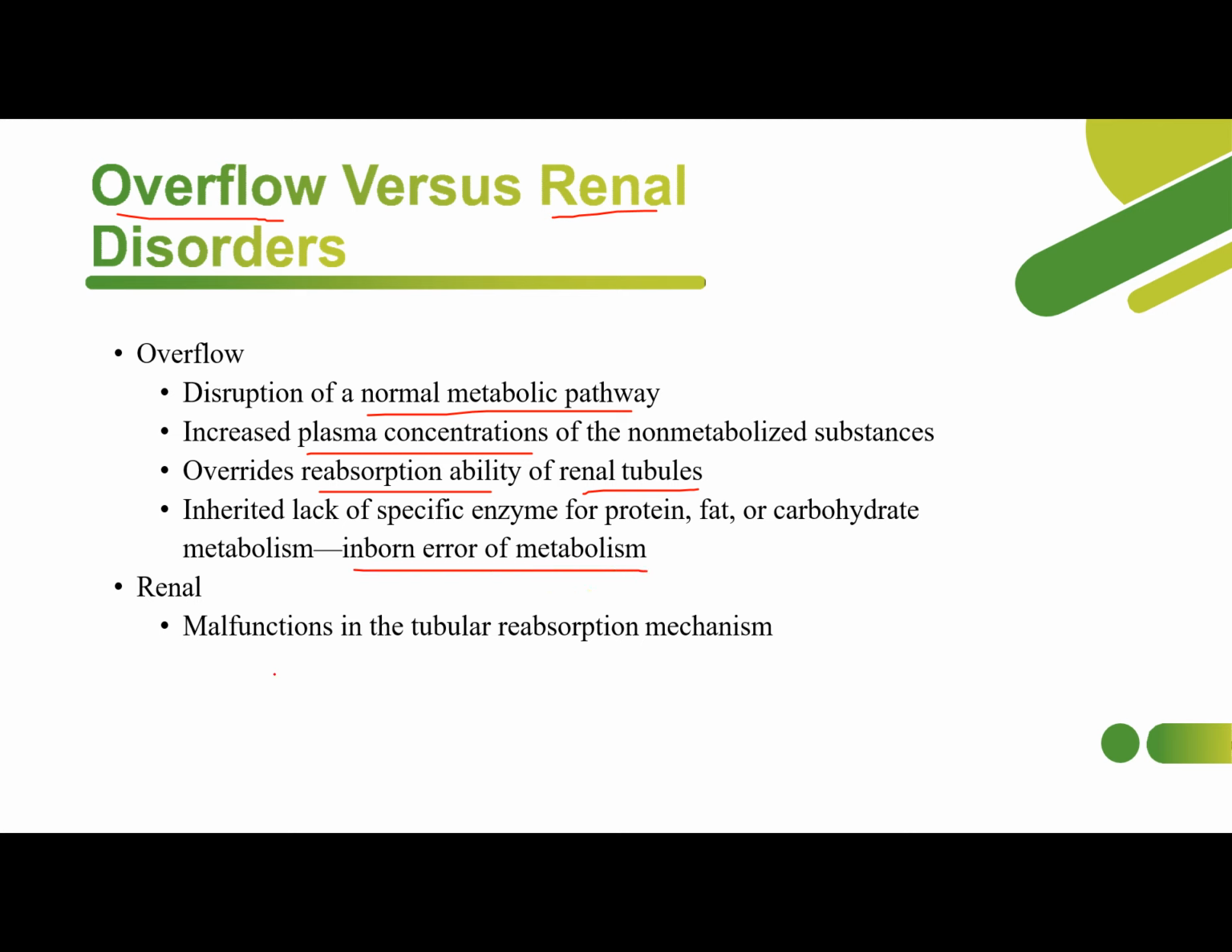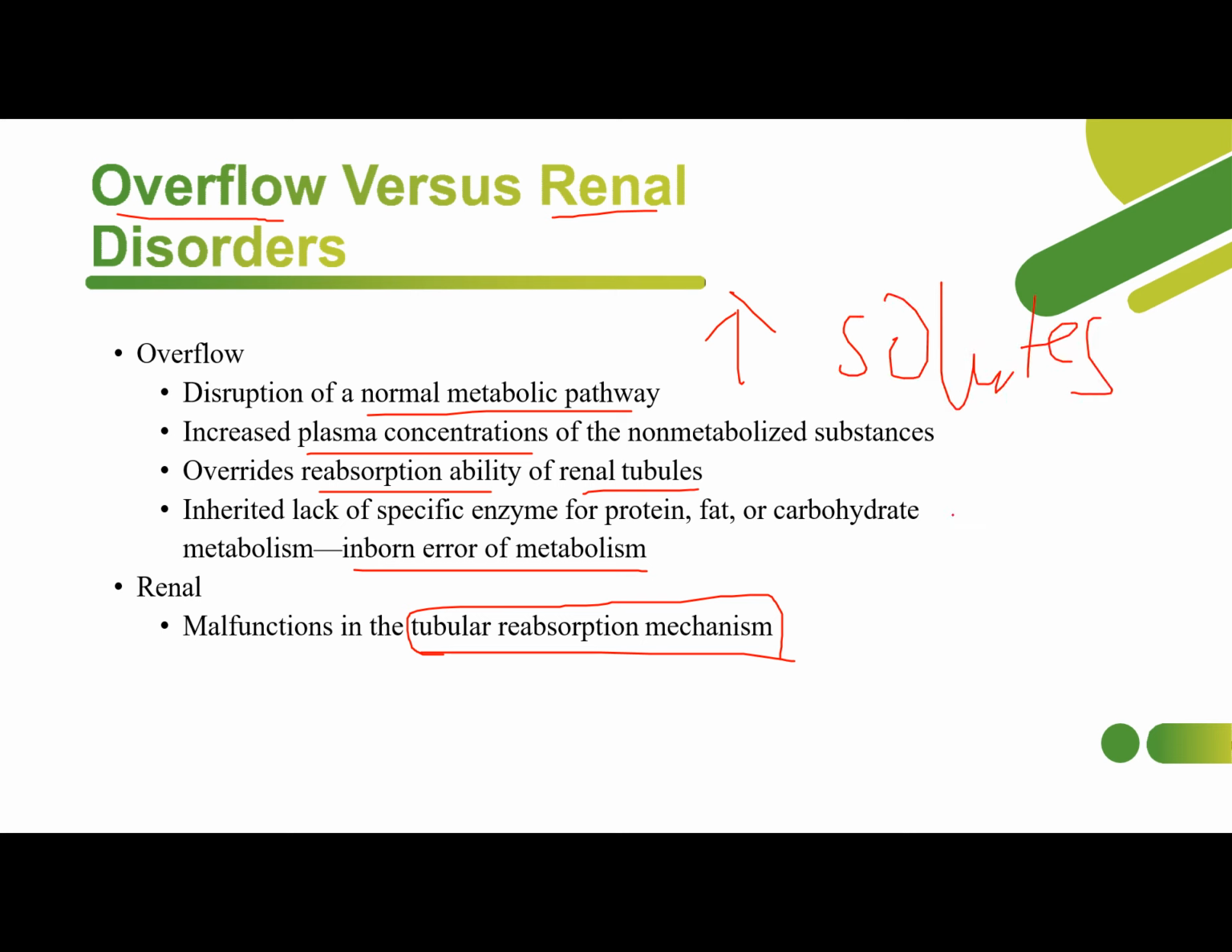While for the renal class, there would be malfunction in the tubular reabsorption mechanism. So take note of the difference between overflow and renal class. To simplify, for renal, there's a problem with the reabsorption ability of your kidneys, while for overflow, there tend to be higher amounts of solutes in the blood. So there's what we call inborn error of metabolism. There are enzymes that are missing or absent, leading to these problems.